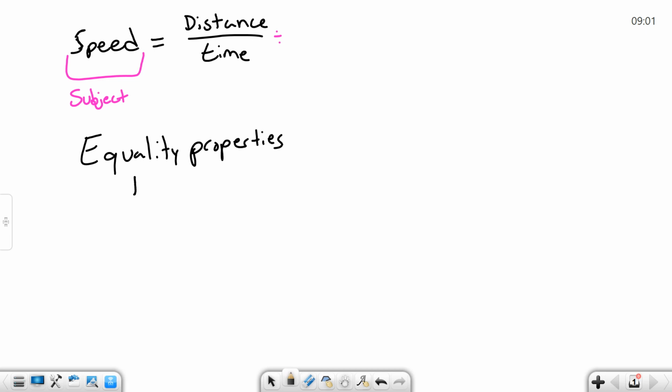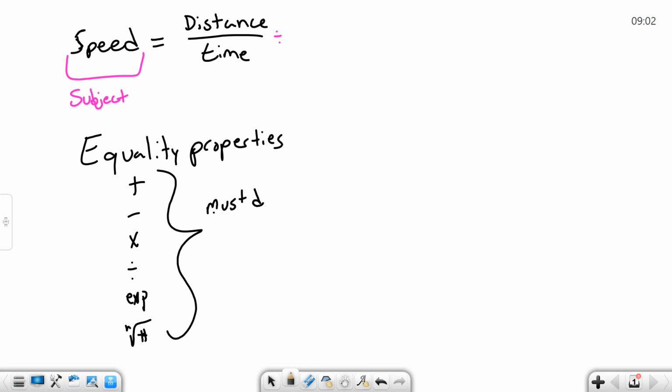Remember, the equality properties are addition, subtraction, multiplication, and division, or exponents and radicals. They must be done to both sides to stay balanced. That was a little sloppy, I'm sorry for that.